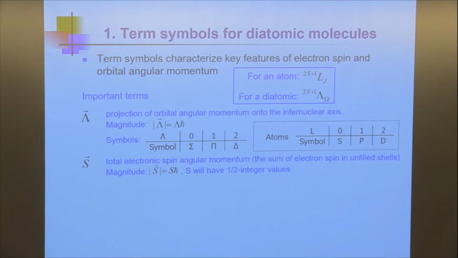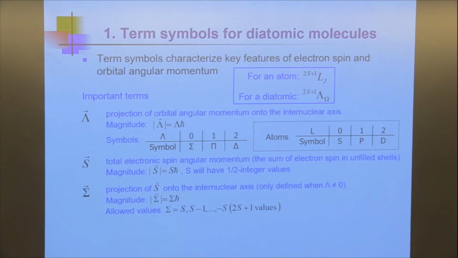So S, the spin of a single electron, is a half, but it therefore combines to be half integer values. Now for the molecule, sigma is analogous to L. It's the projection of S onto the internuclear axis, and it has constraints. The reason for these constraints is that if there was a field present, quantum mechanics would tell you that these vectors can only take particular orientations. So these are rules from quantum mechanics.